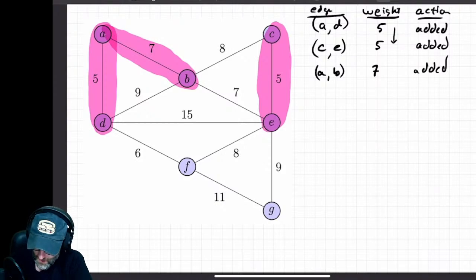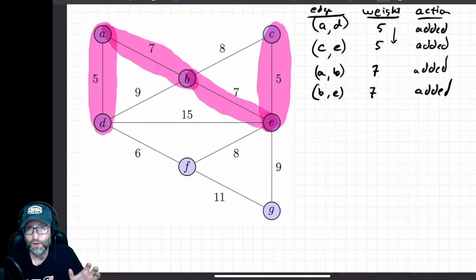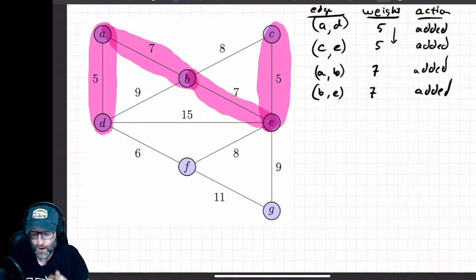Okay. B and E would be next with a weight of 7. And I would end up adding them too because there's no cycle. But at this point, I would note that I've actually now taken those two disjoint trees and combined them by adding that edge. So now I'm left with one tree. Right? I'm not done yet, of course, because I've not spanned all of the vertices. F and G are not part of my spanning tree yet, so I need to continue. I would continue until I've got all of the vertices spanned. And by definition, if you have n vertices, then you need n minus 1 edges, right? Because that's what a tree is, okay?